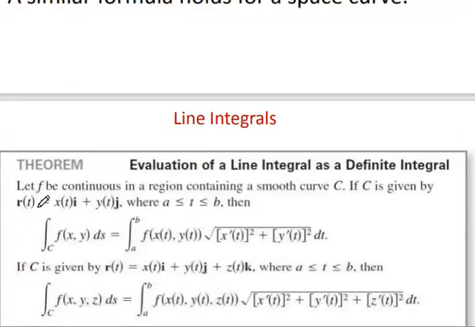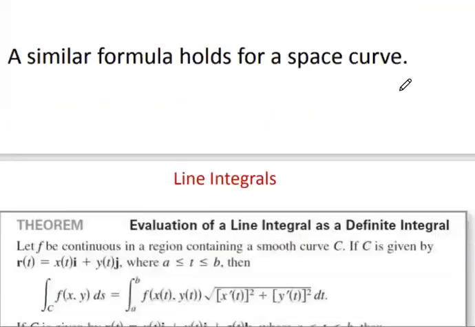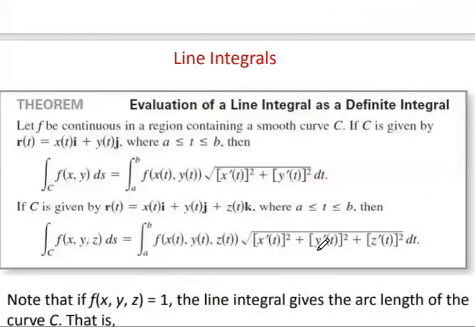Now your t variable varies from where to where? Let's assume from A to B. Then the integral from A to B of f, everything in terms of t now: x of t, y of t. And for the conversion, if it is three-dimensional, you have to consider another dimension, z. Your conversion would be the square root of this, with another term in addition to these two.